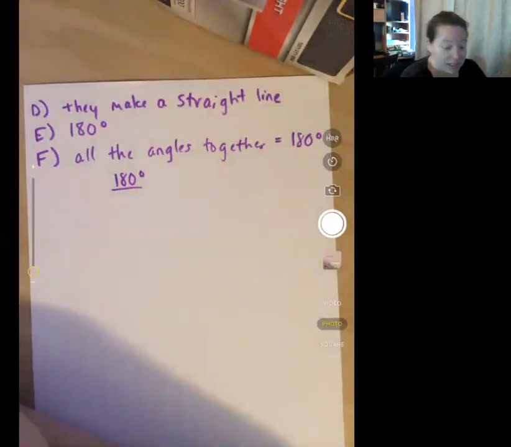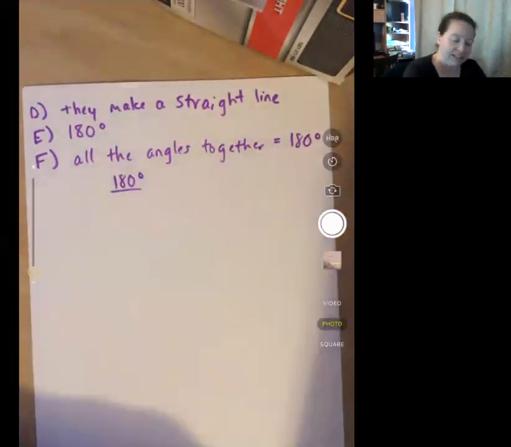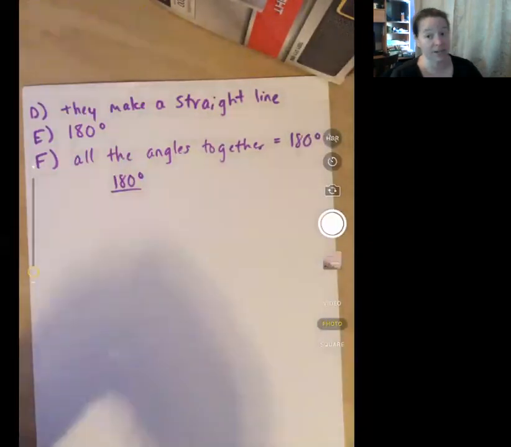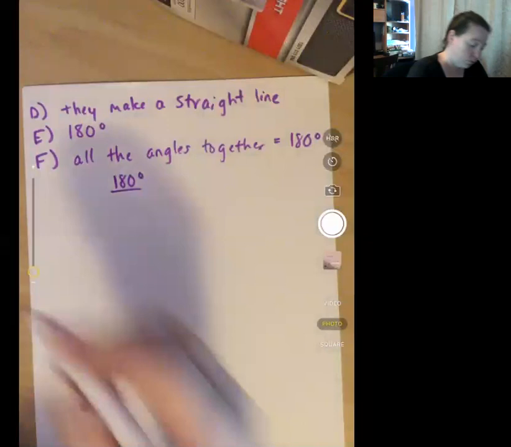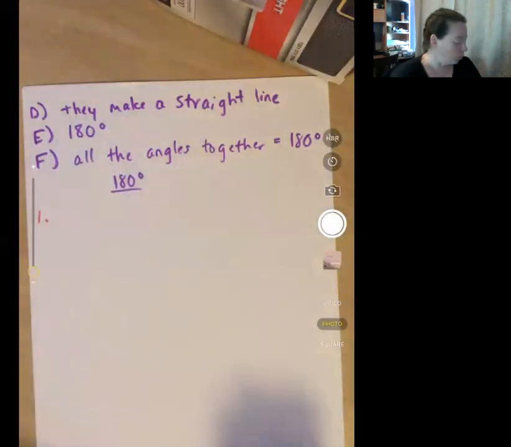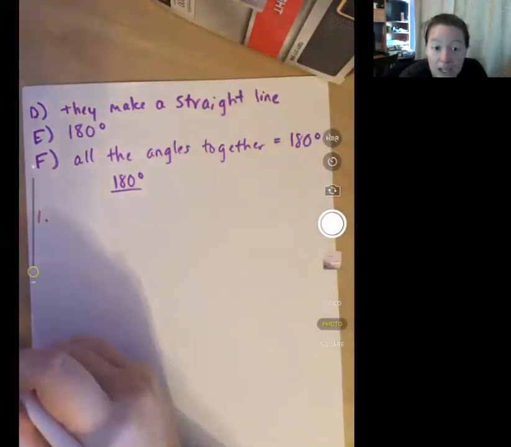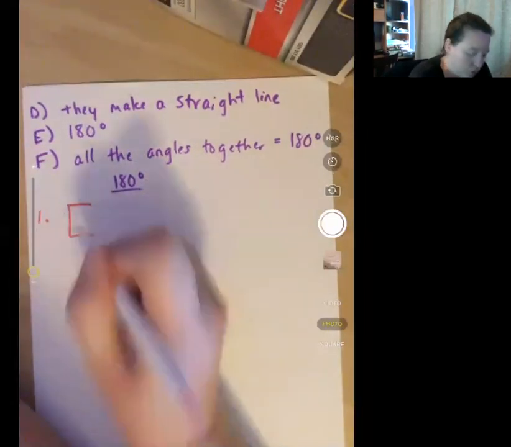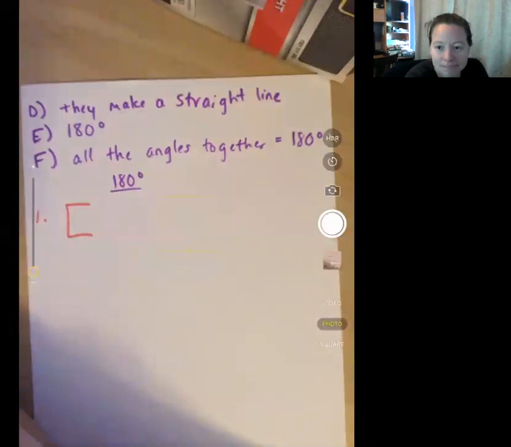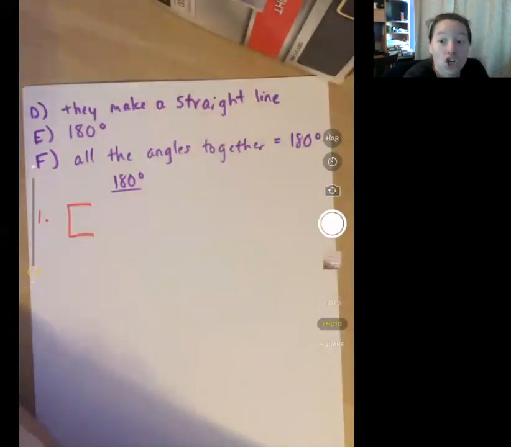Justify your reasoning. Number one, it says, you can pause at any time if I'm going too fast, okay? I'm just going to go straight through this. Number one, it says, can a triangle have two right angles? So that means, can you make a triangle that looks like that? No.